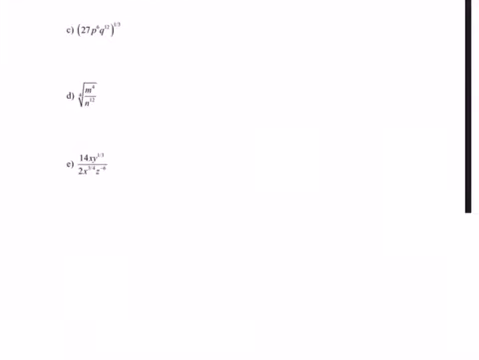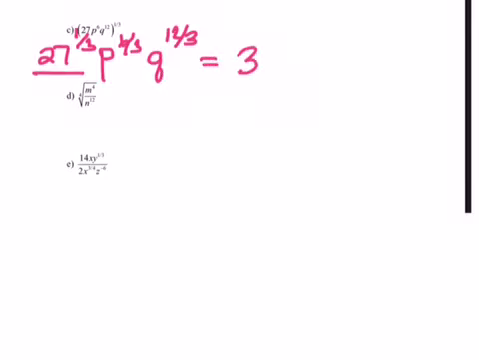Alright, so let's look at c. It's already in exponent form, not in root form, so I'm going to carry the exponent through. So I've got 27 to the 1/3 power. P, 6 times 1/3 is 6/3, and Q, 12 times 1/3 is 12/3. So 27 to the 1/3 means cube root of 27, which is 3. P to the 6/3 gives me p squared, and q to the 12/3 gives me q to the 4th.